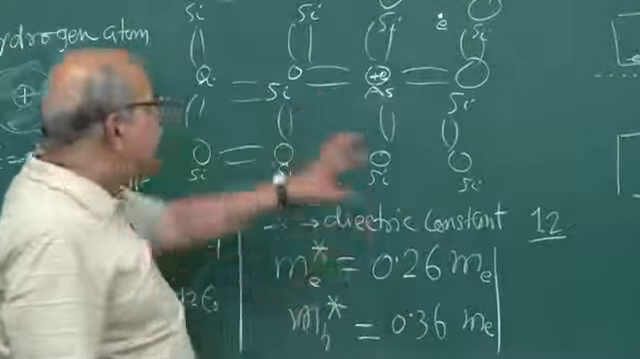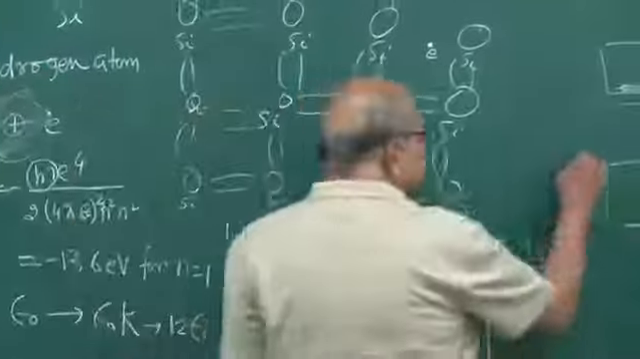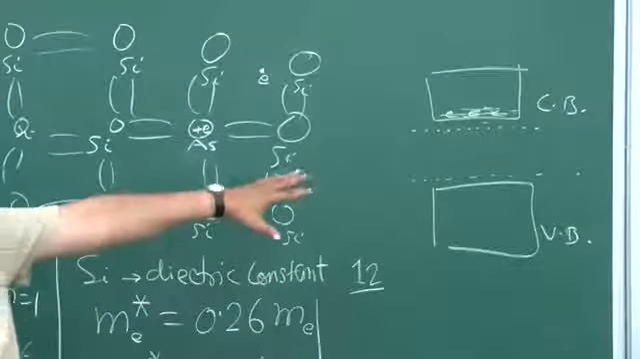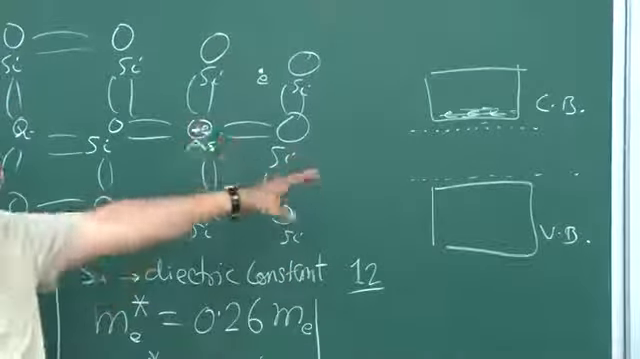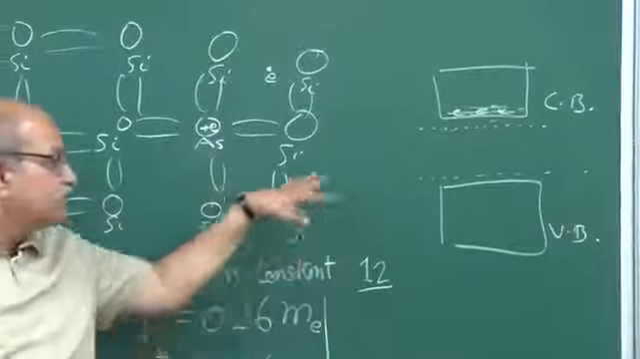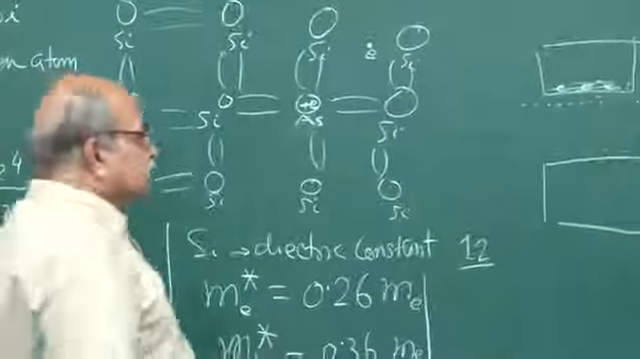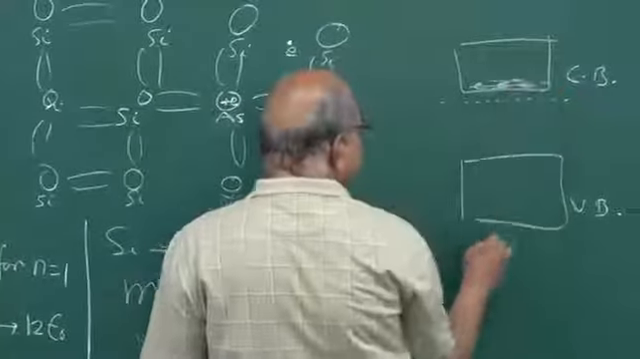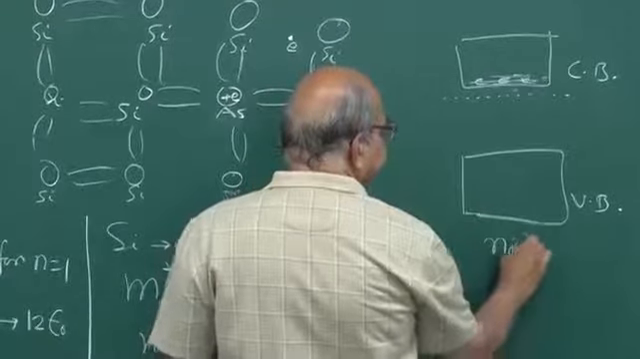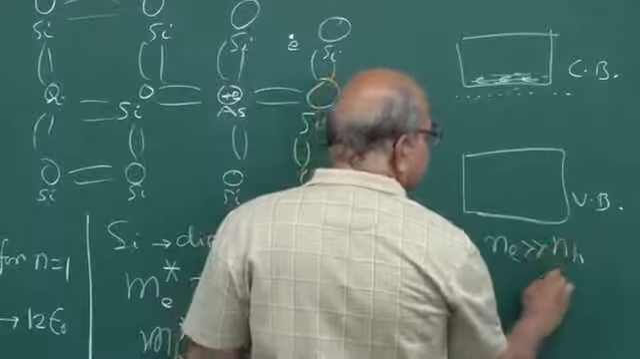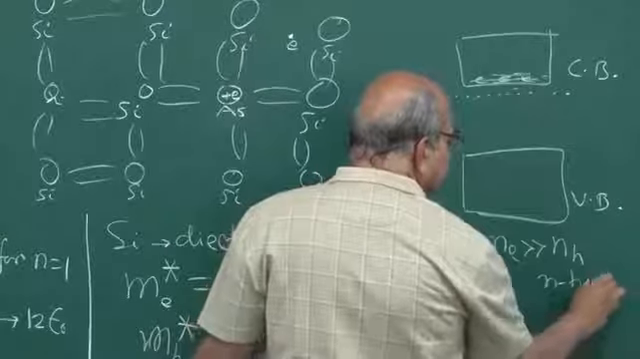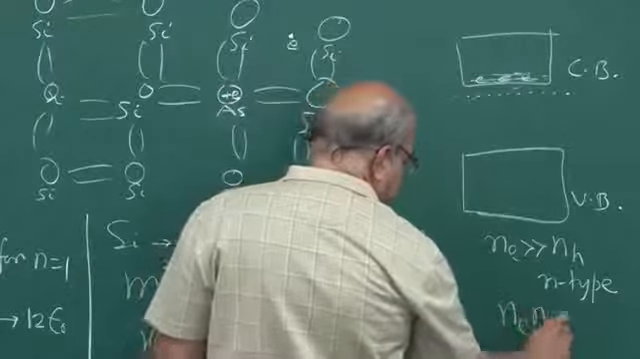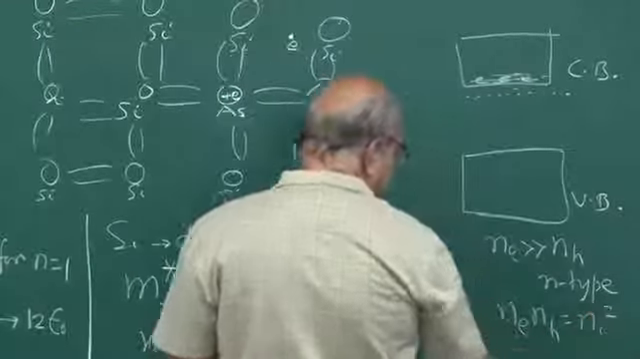So if you have a trivalent impurity here, you create energy levels close to the valence band, and holes are bound to that minus A charge through that energy. So those levels we talked about. Then if you have these pentavalent impurities, then this Ne becomes much larger than NH, which is your N-type semiconductors. And interestingly, Ne times NH does not change. So this is Ni squared.